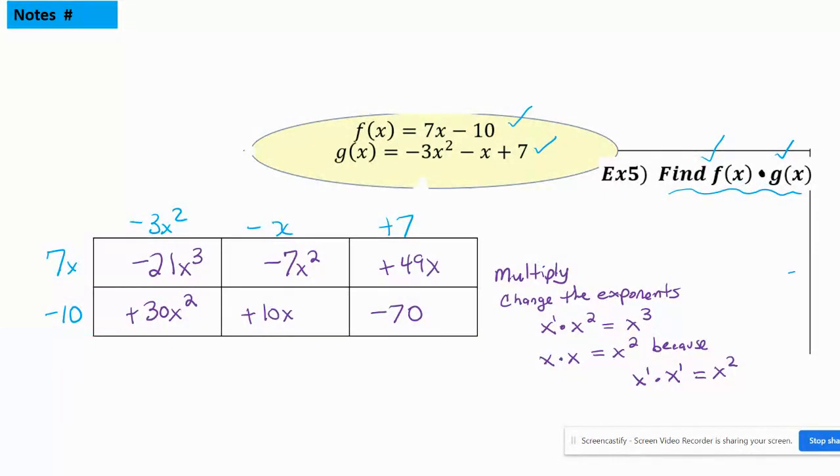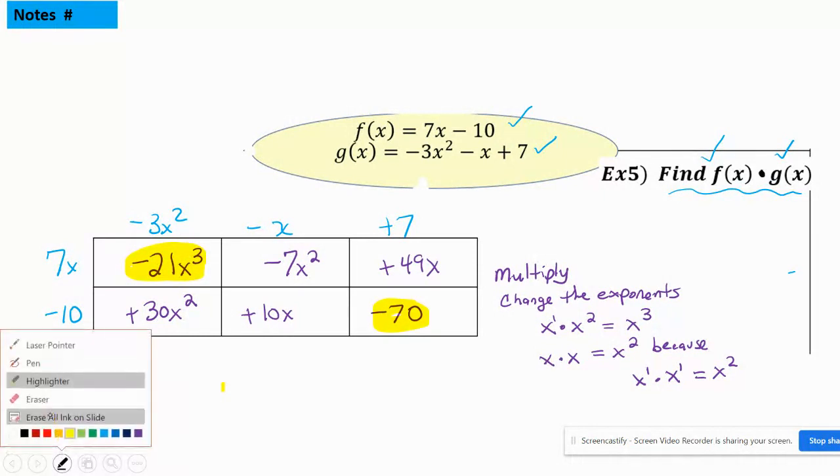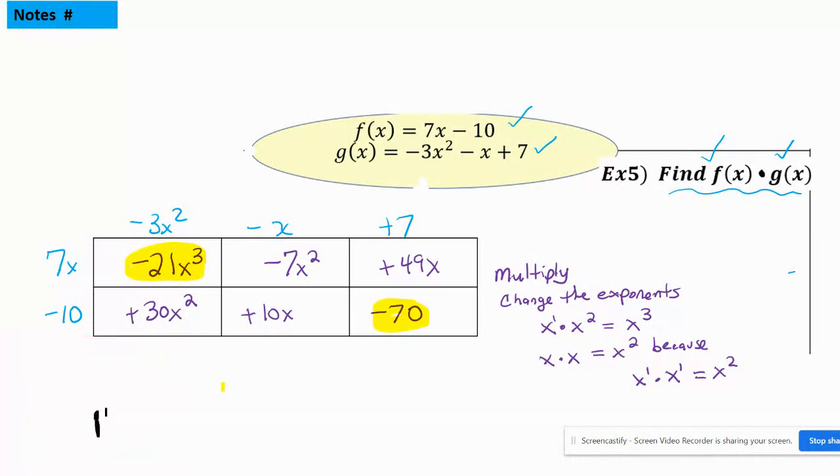Now, your answer, let me change colors here real quick. This is always your front part of the answer. This is your back part of the answer. So let's get our final answer started. Okay, so negative 21x cubed is our front and negative 70 is in the back.